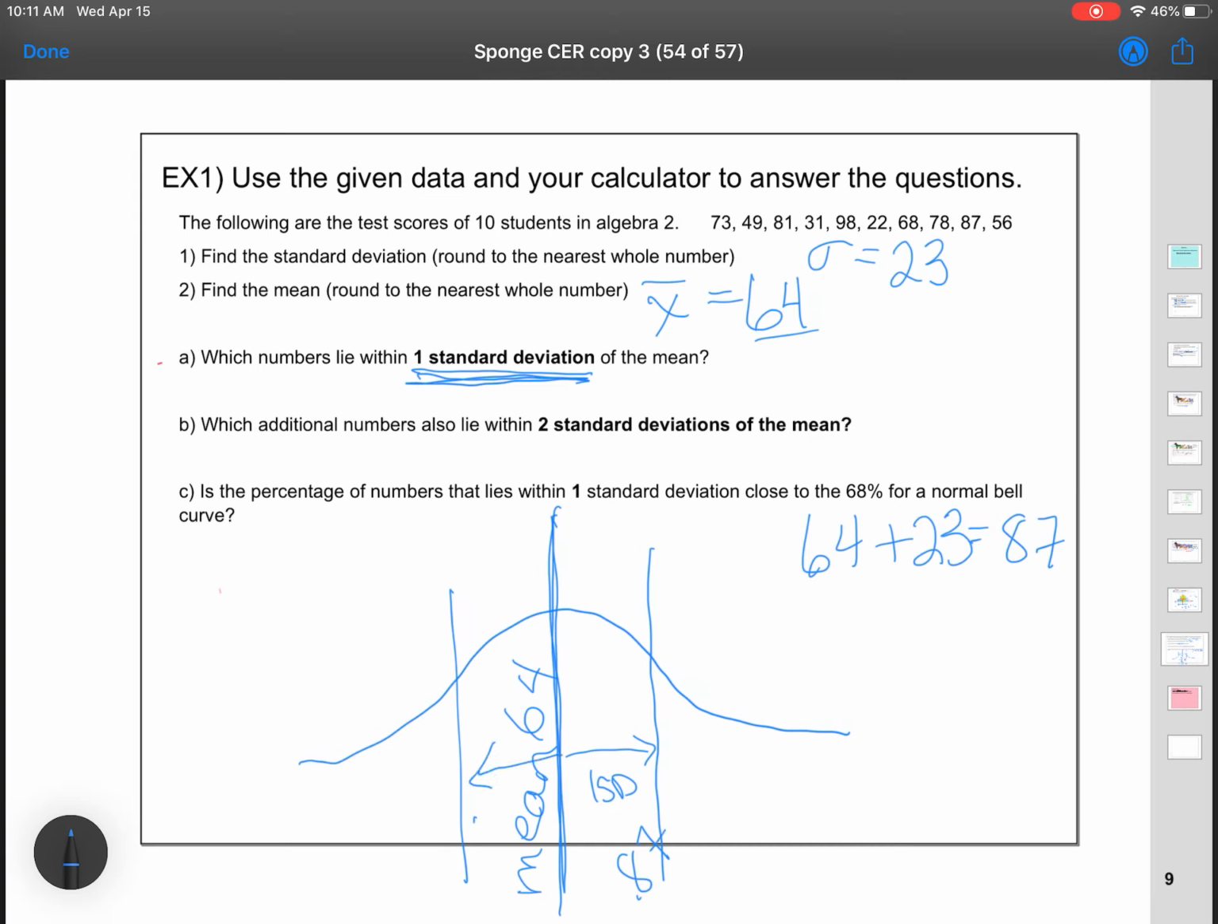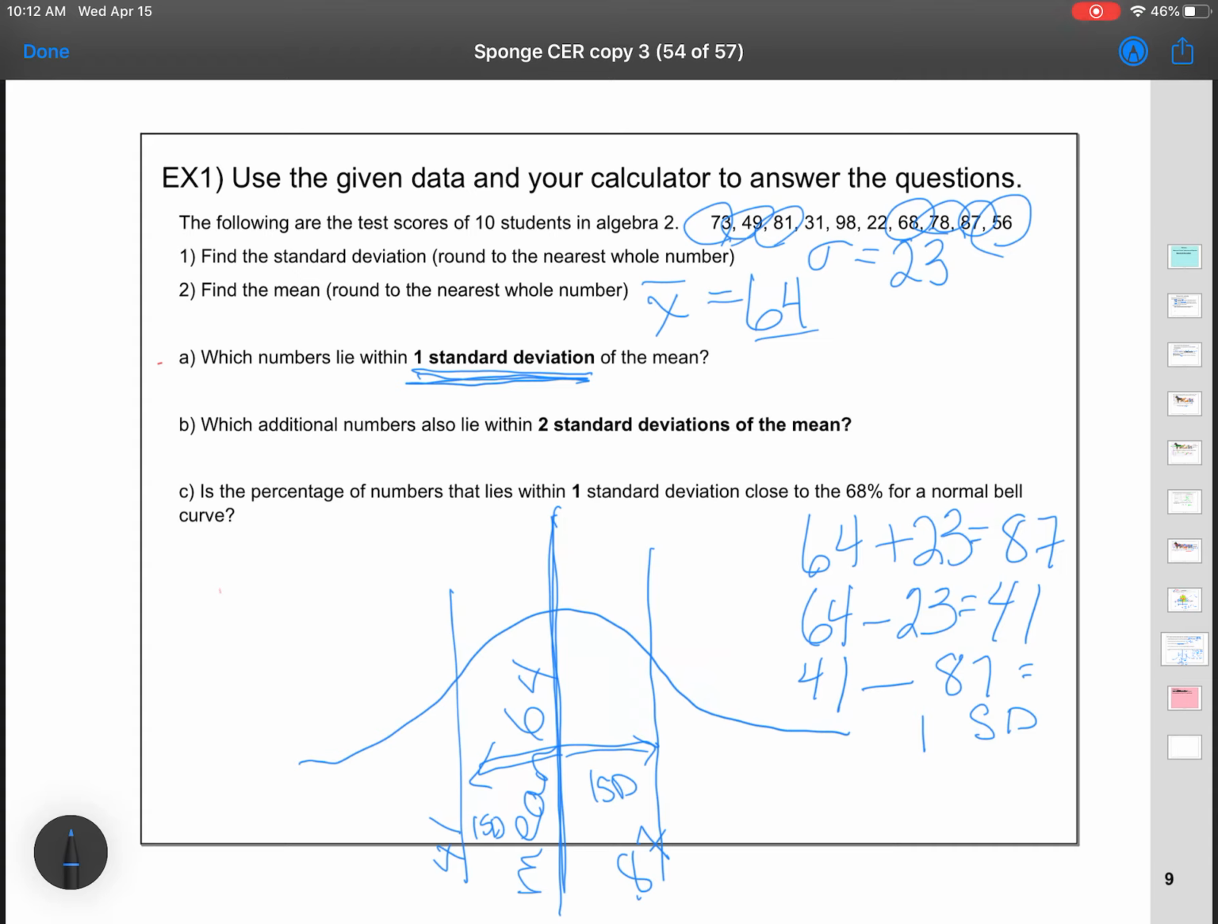And to go to the left 1 standard deviation, I would need to take my mean and subtract away 1 standard deviation. So 64 minus 23 gives me 41. So this number here is 41. So between 41 all the way up to 87, that is 1 standard deviation away from my mean. So now let's look and see which numbers lie between 41 and 87. Well, 73, 49, 81, 31 does not, 98 does not, 22 does not, 68 does, 78 does, 87 does, barely, and 56. So I can see now that when I list my numbers, those are the 7 numbers out of the 10 that actually lie within 1 standard deviation away from my mean number.